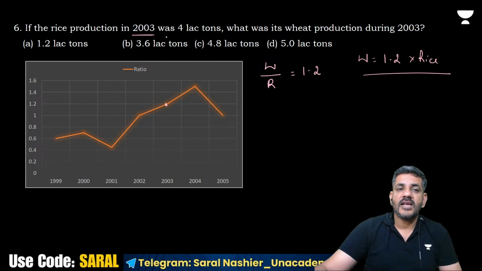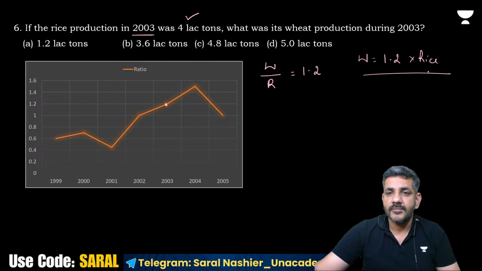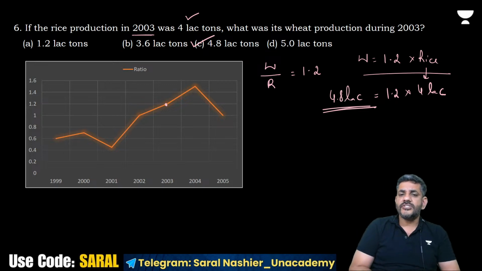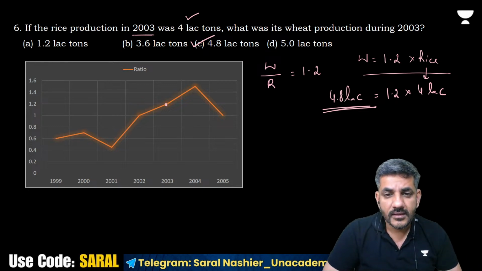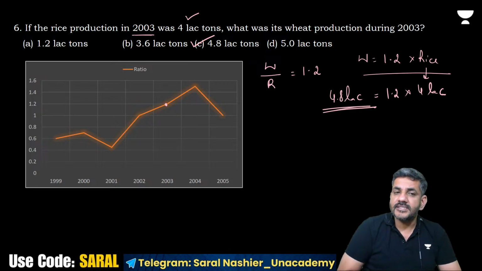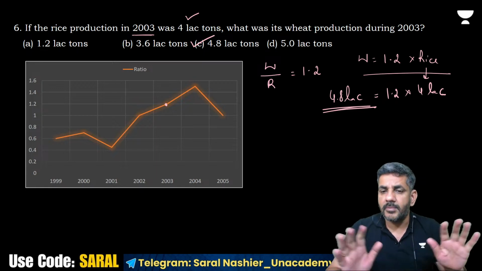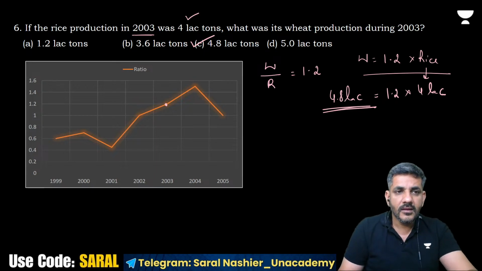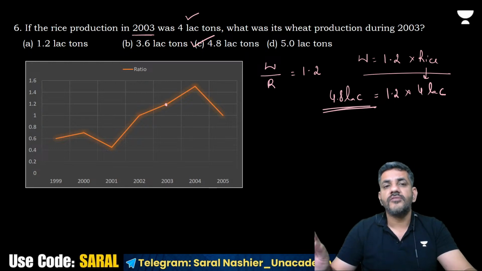And the question says that the rice production in 2003 was 4 lakh tons. So if I put 4 lakh in place of this, I'll get 4 lakh into 1.2. The wheat production will come out to be 4.8 lakhs. And that's the right answer, option C, which is correctly answered by Shibam, Sakshi, Ayush, all of them. Sahil, where were you? This was a very easy question, should have been answered by you also correctly. And very good, Shibam, Sakshi, and Ayush. Simple question. I'm sure it must have felt easy now after doing the question. And let me tell you, I've taken this set from one of the actual exams of MBA.